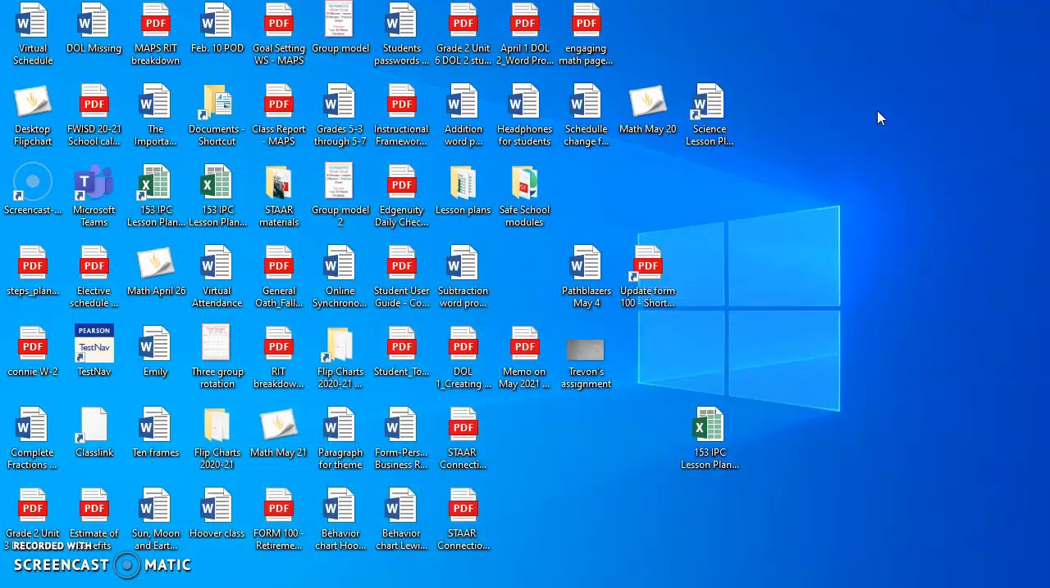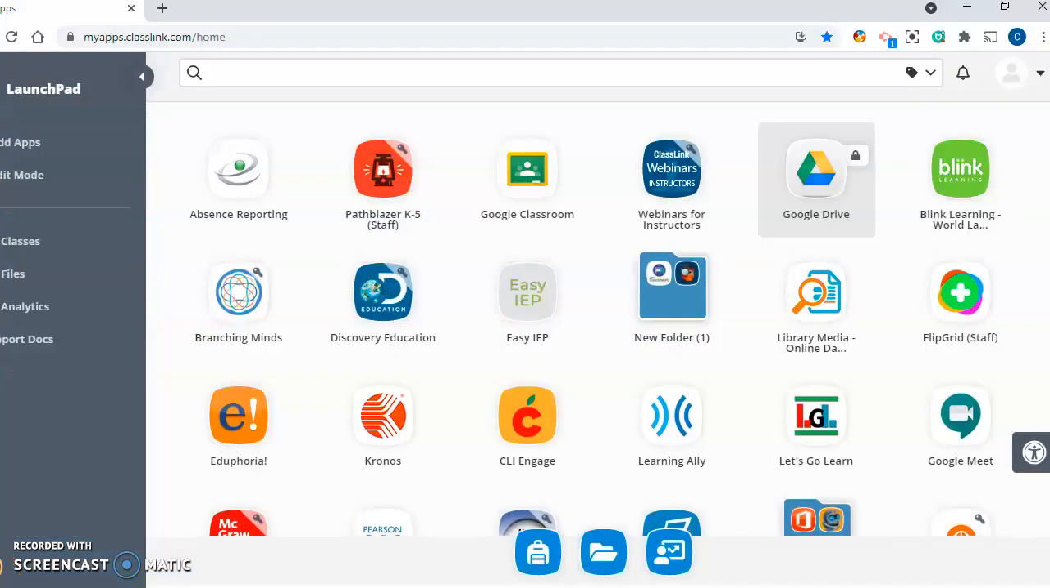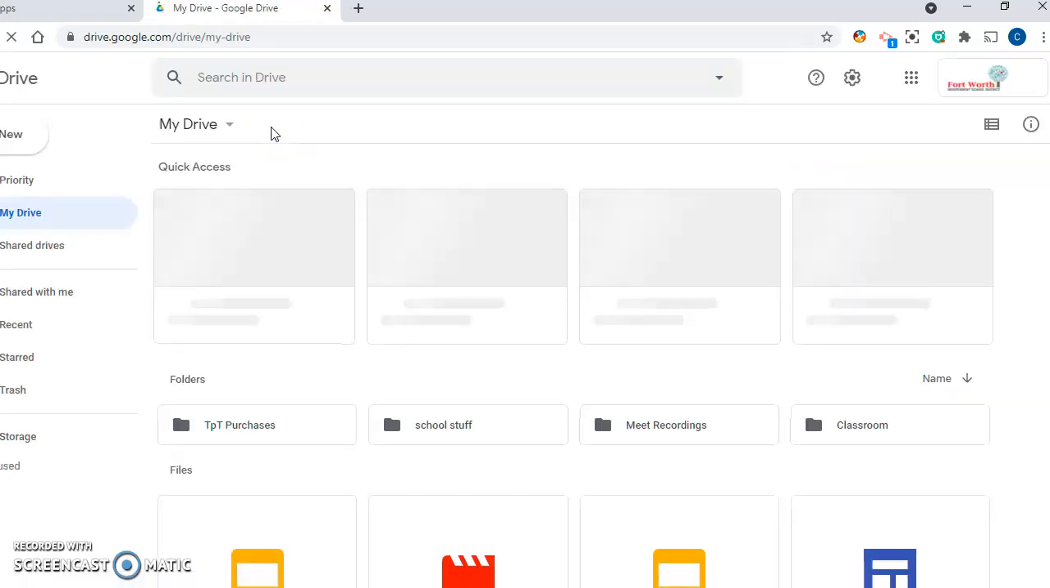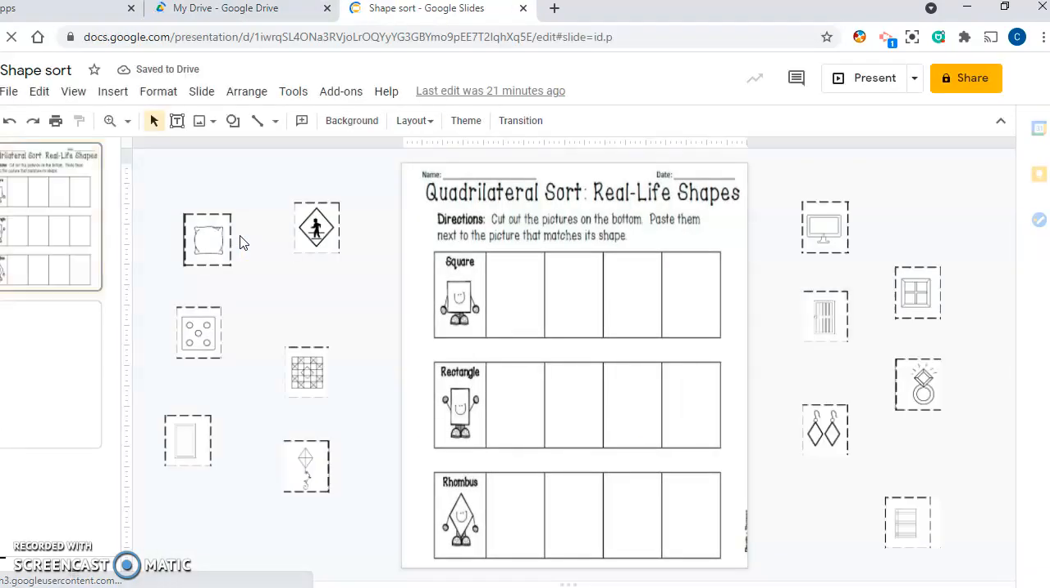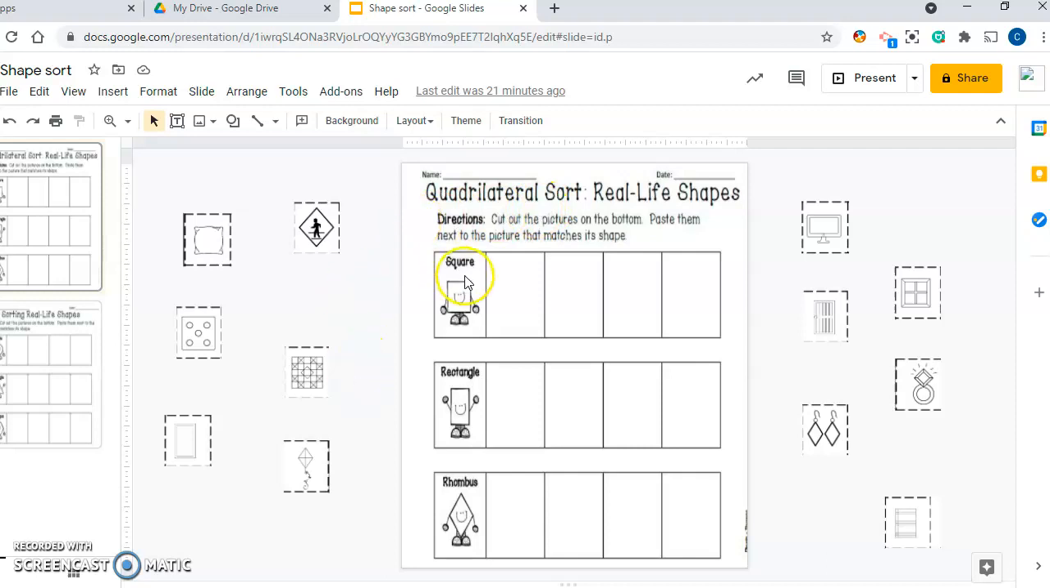I'm going to minimize this because I want to show you what you are going to be doing. I haven't made the assignment yet, but I am going to make this in just a minute after I upload this video. But I can show you from here what it is. Okay, you're going to go into your Google Classroom and you're going to see something just like this. These are quadrilaterals. Every one of these are quadrilaterals. Remember, quadrilaterals have 4 sides and 4 vertices. So we have squares, we have rectangles, and we have rhombuses. Remember, the rhombuses are kind of diamond shaped.